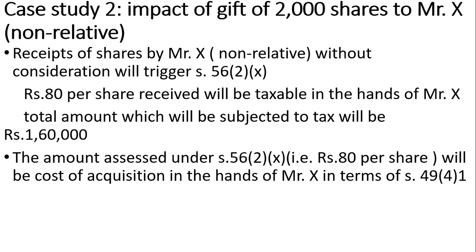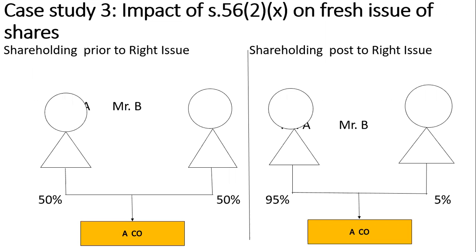So 56(2)(x), 80 rupees minus 1,60,000 will be added to the income of Mr. X. In the case of a relative, Mr. B, his son, it will be gift tax free. But in case of a non-relative, he has to pay tax on 1,60,000. The amount under 56(2)(x) will be added to the income of Mr. X. So this is case study number 3.